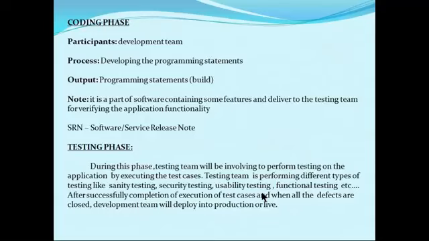The modules they planned already, they're going to combine them during integration testing, and those feature modules will be sent to the testing team for testing. Here, a very important document we receive from the developer is the SRN. Not only a build, remember, we are getting a build plus SRN from the developer. That's very important. Now you know what a build is: a software containing some features that they already selected, combined and sent to you for testing purposes.